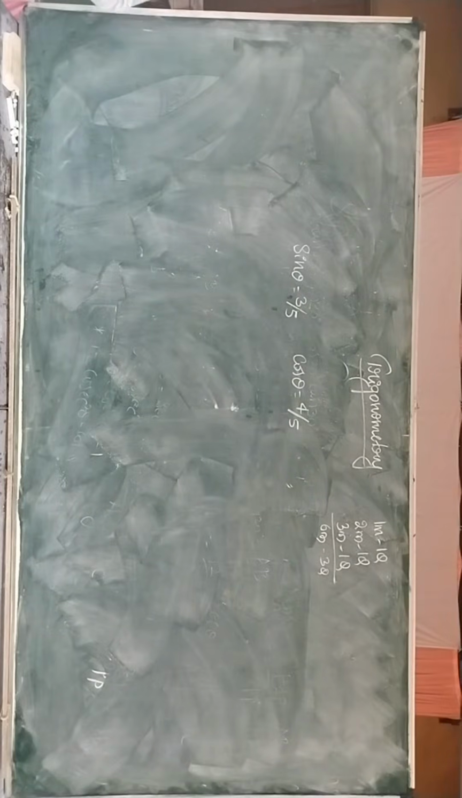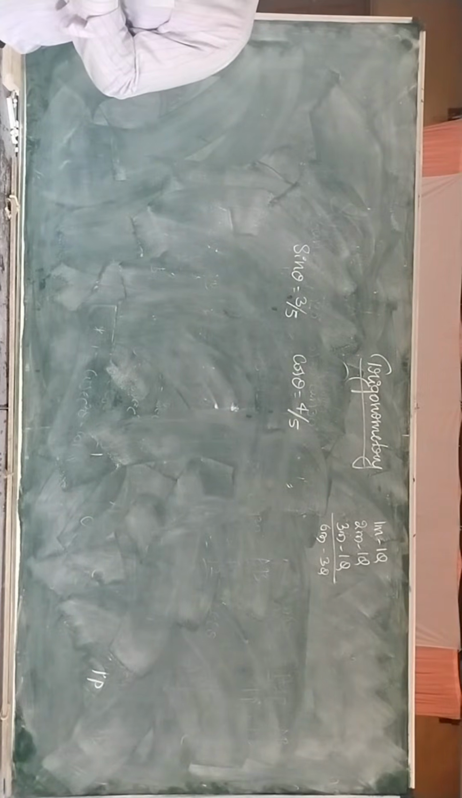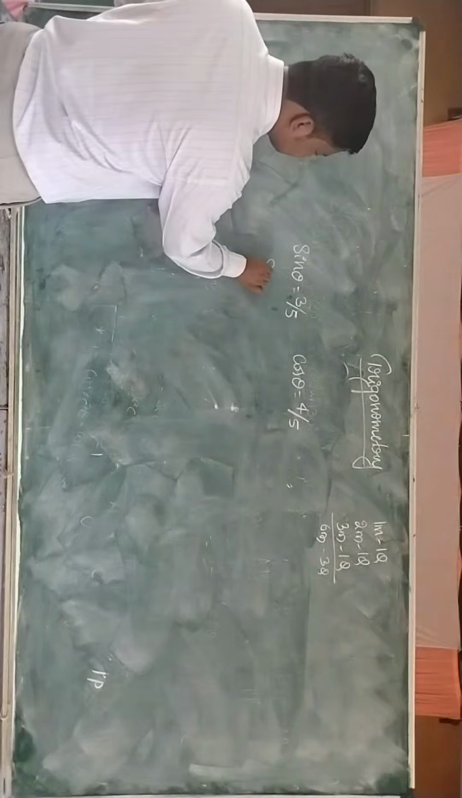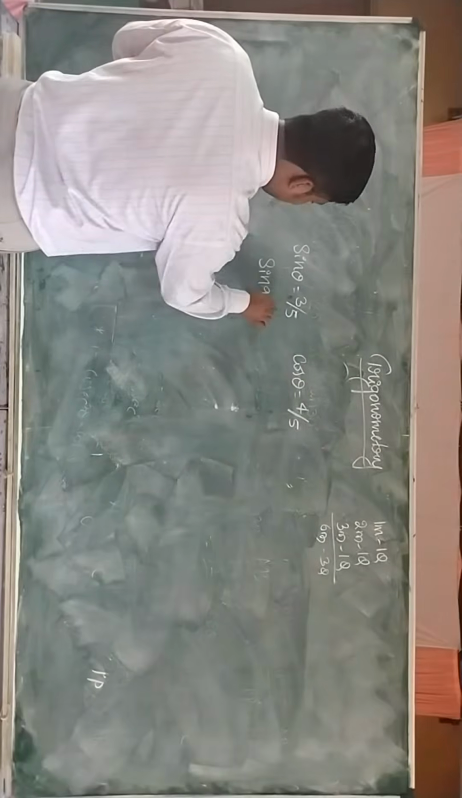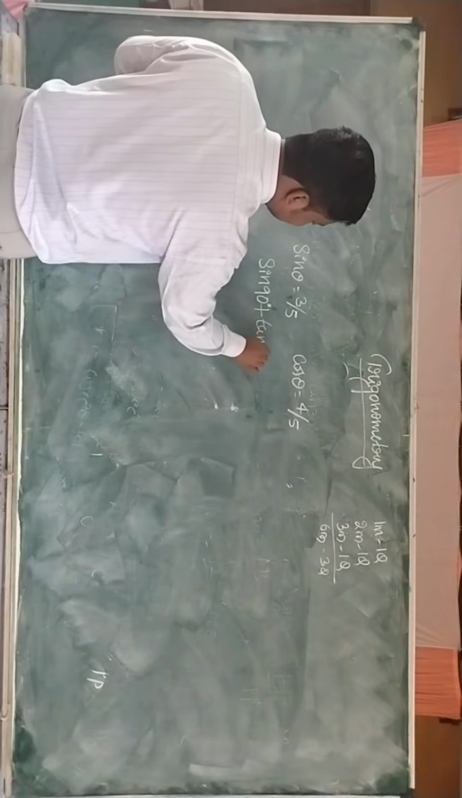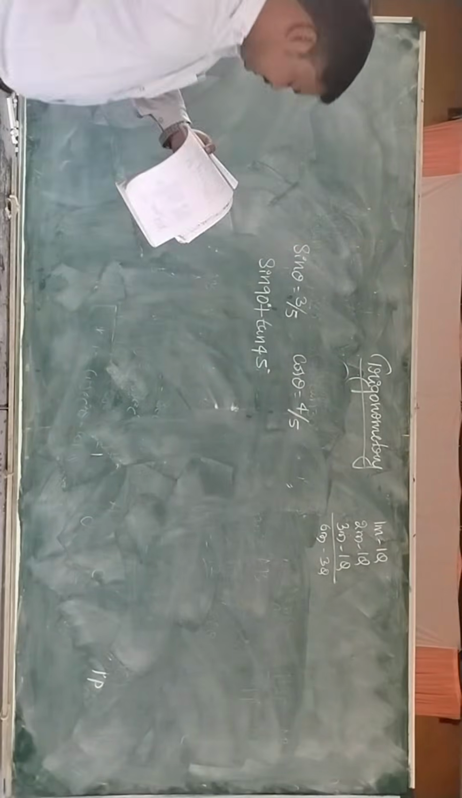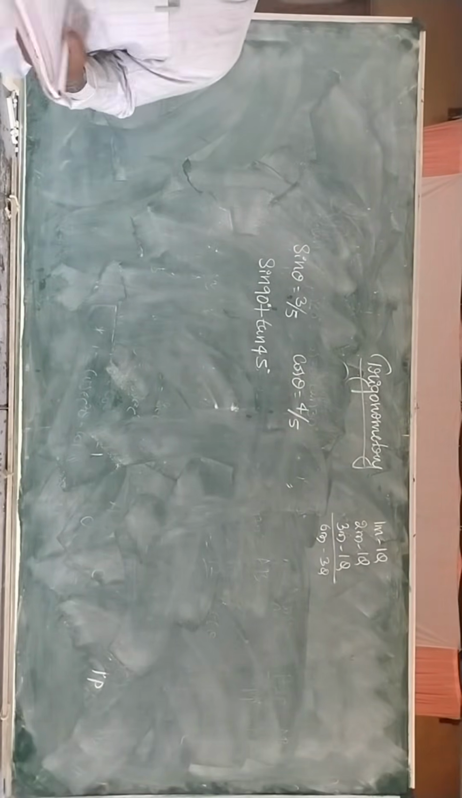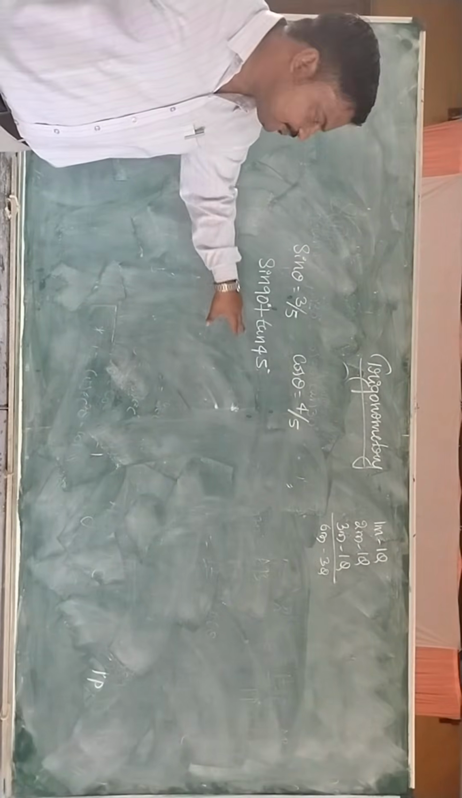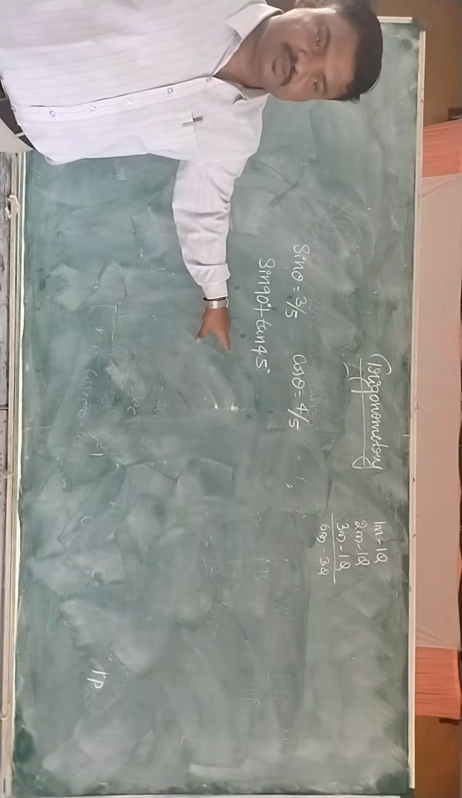Find the value of sin 90 degree plus tan 45 degree. Sin 90 is 1. Tan 45 is 1. 1 plus 1. Simple example.